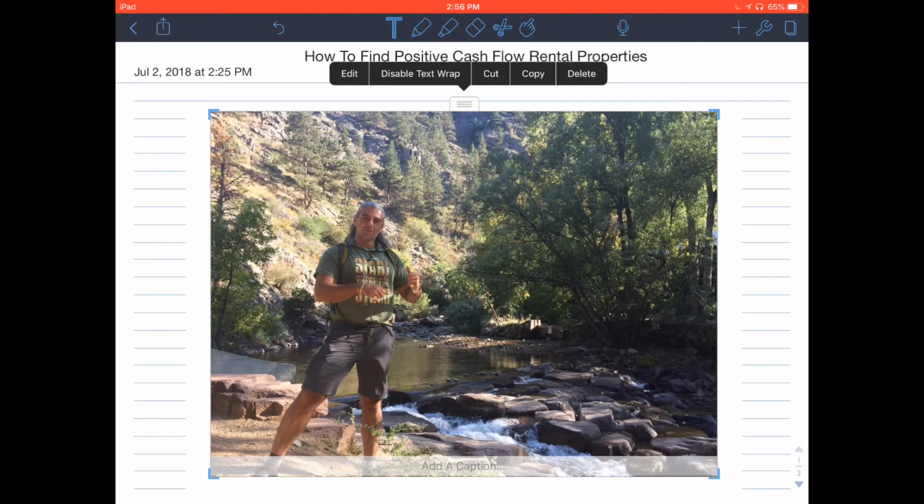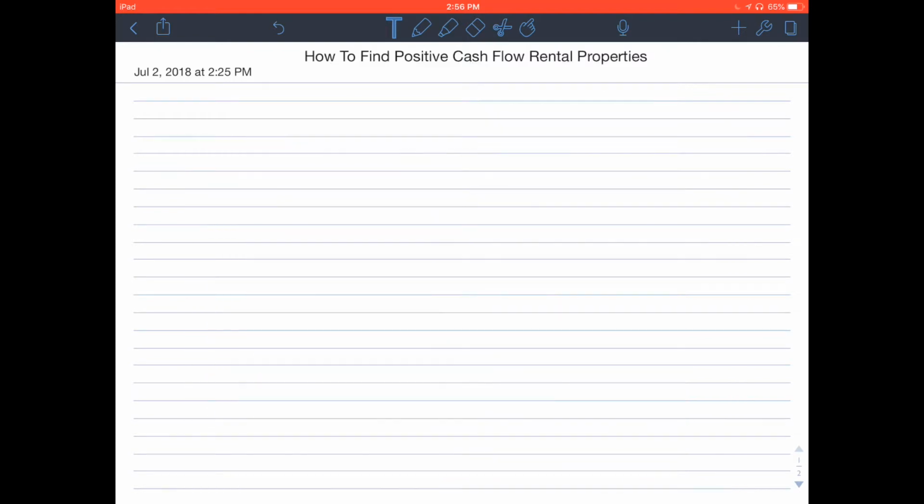I want to let you know that this class is going to be broken down into three different segments. The first segment I'm going to be talking about is what is positive cash flow and why is it so important in the rental business. Number two, I'm going to be talking about the two ways to get rental properties. And the third is going to be a surprise, so make sure you stay to the very end, guys.